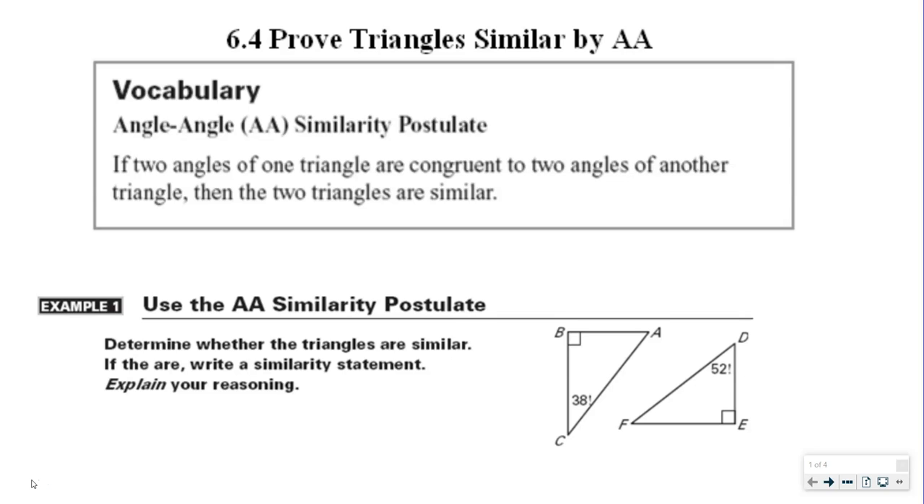We talked about in the congruence statements that we couldn't prove triangles congruent by angles alone because the sides could be different lengths. Well, with similarity, that's fine. They're similar shapes, just different sizes. So the angles will all be the same, and then the sides will be proportional. So we'll look at that. The angle-angle similarity postulate says if two angles of one triangle are congruent to two angles of another triangle, then the two triangles are similar.